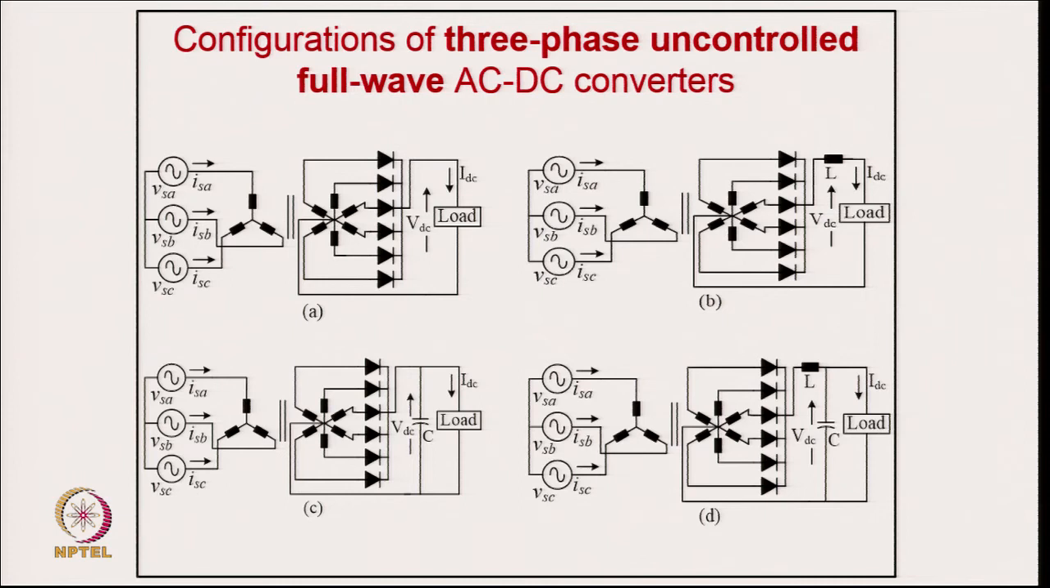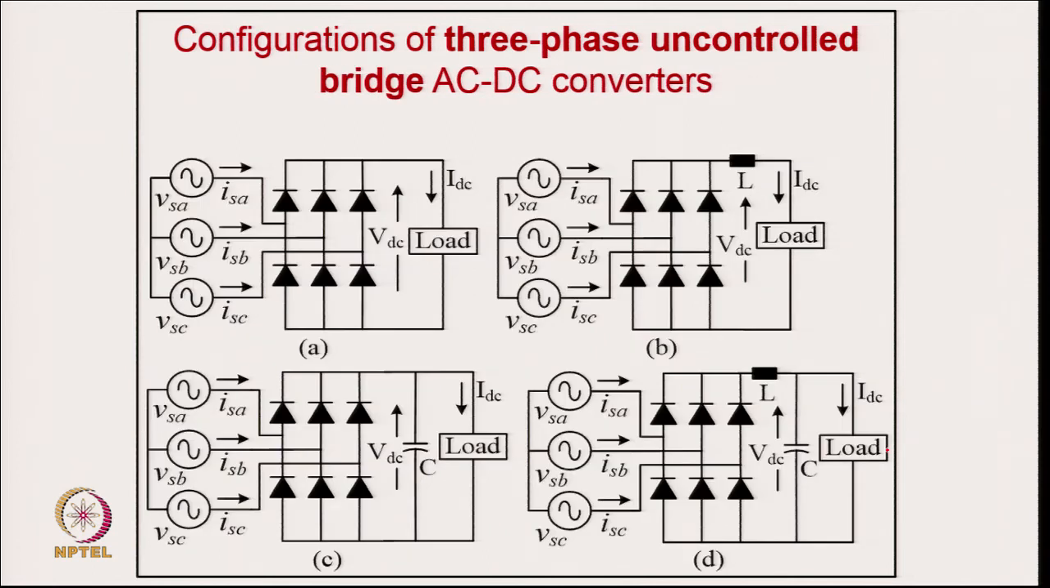So, we use a transformer which converts 3 phase into 6 phase, and now with the 6 phase in full wave we have to use a 6 diode rectifier, which gives 6 pulses in the input. But of course, in the supply we will get a kind of quasi square wave, which we discussed in 3 phase converters, with the inductive filter, capacitive filter and LC filter.